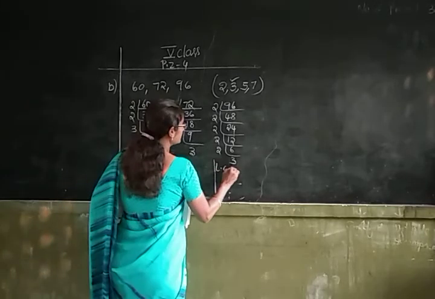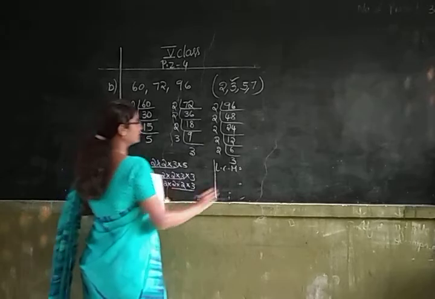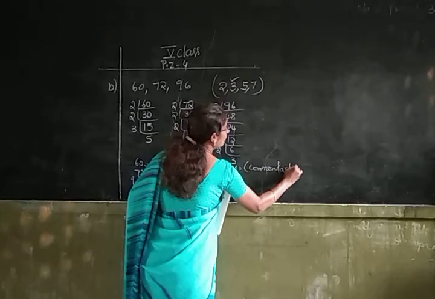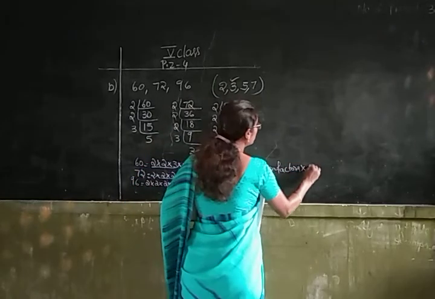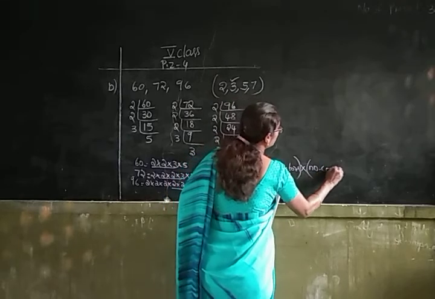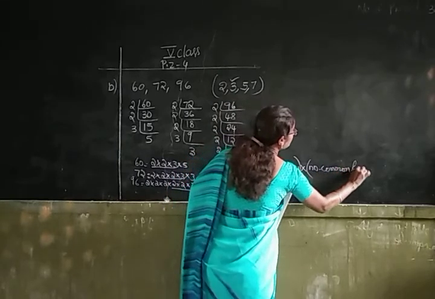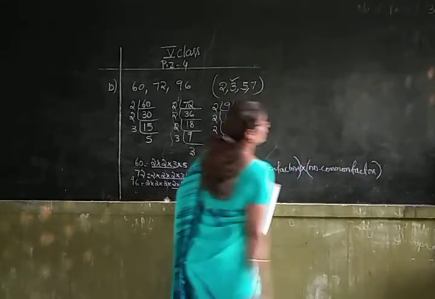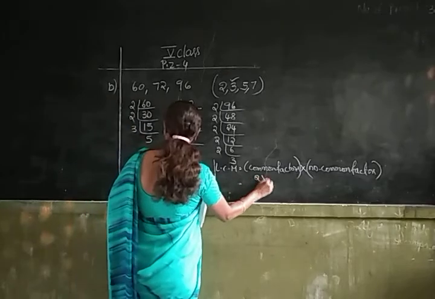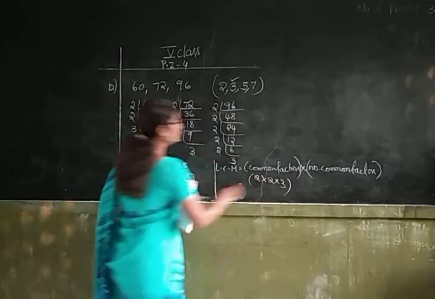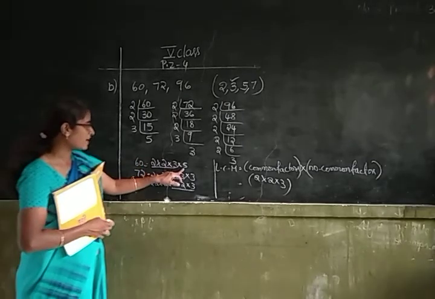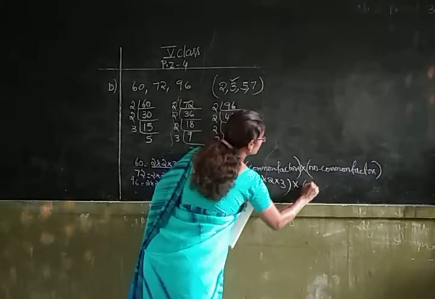For finding the LCM, we have to multiply the common factors with non-common factors. Here the common factors are 2 into 2 into 3. 2 into 2 into 3 are in all the numbers. So these are the common factors. Here 5 is left over, so it is the non-common factor.